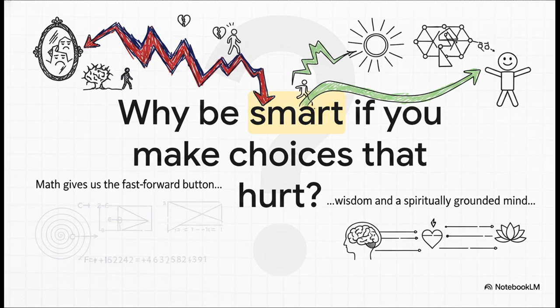Math gives us the fast-forward button to predict number sequences, sure, but wisdom and a spiritually grounded mind, they give us the fast-forward button to foresee the consequences of our life choices. Strive to be brilliant in mathematics, absolutely, but more importantly, strive for the wisdom to build a life pattern that actually leads to peace.